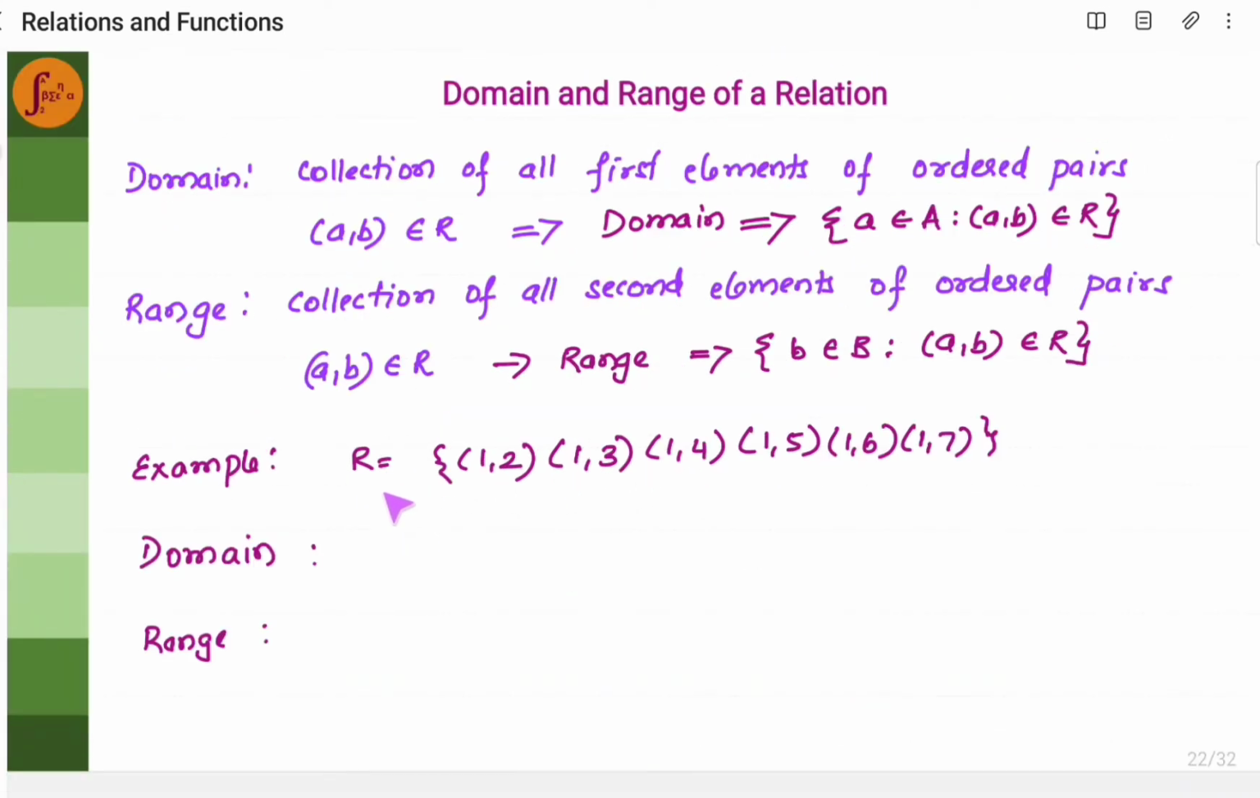So let's take an example. Say we have relation R with all these ordered pairs. Now what will be the domain for this? Domain would be the first elements: 1, 1, 1, 1, 1, 1. So we have only 1 here. What is the range? Range is the collection of all second elements: 2, 3, 4, 5, 6, 7. So the range is 2, 3, 4, 5, 6, 7.